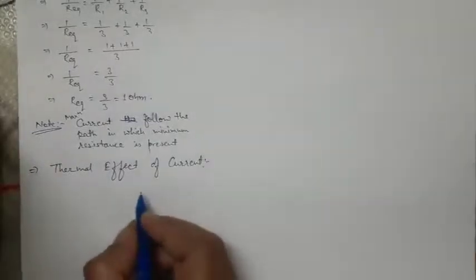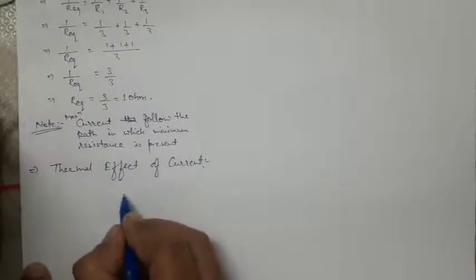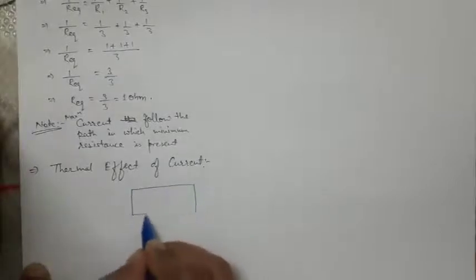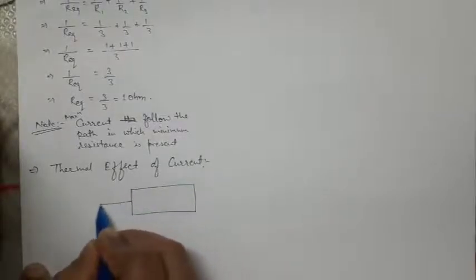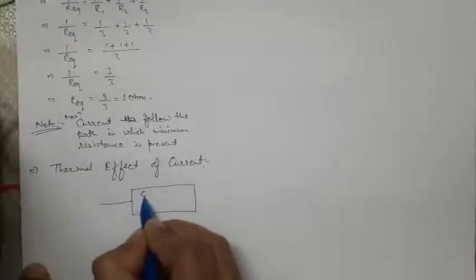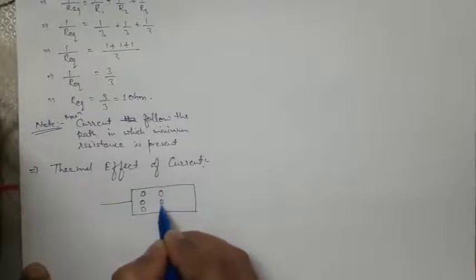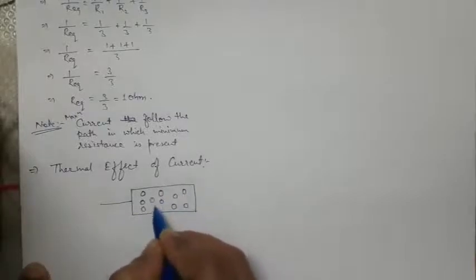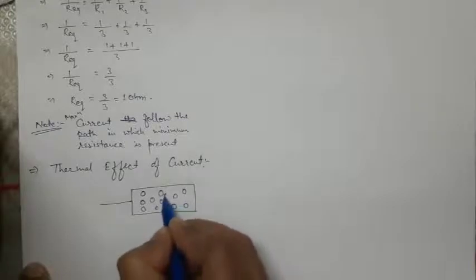Now we are making a diagram in which you will understand. Here is a conductor. There are some atoms in random positions, there is no fixed position. Here is the electron.